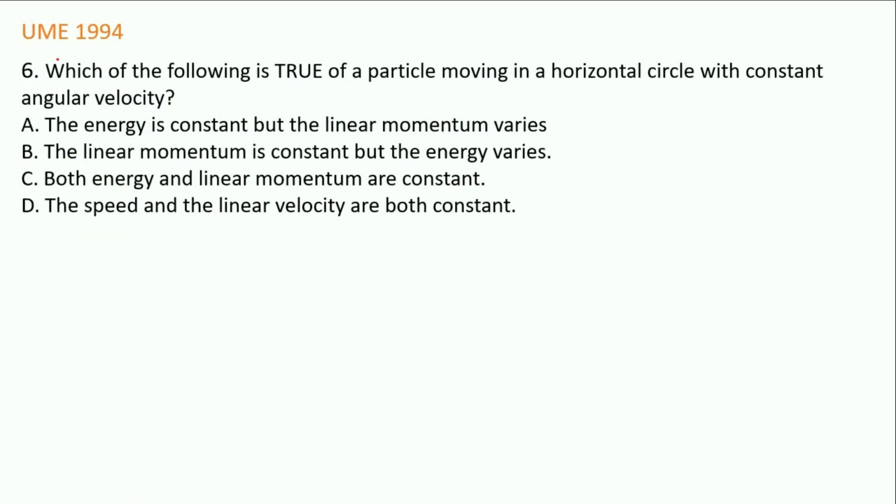So we have the next question, UTME 1994, question number 6. Which of the following is true of a particle moving in a horizontal circle with constant angular velocity? Now think about it. We've got a phrase here, constant angular velocity.